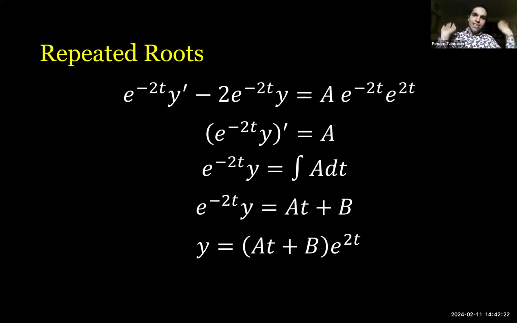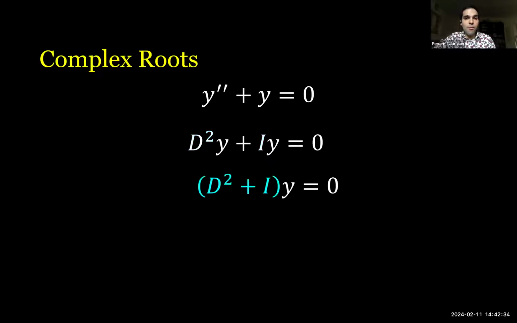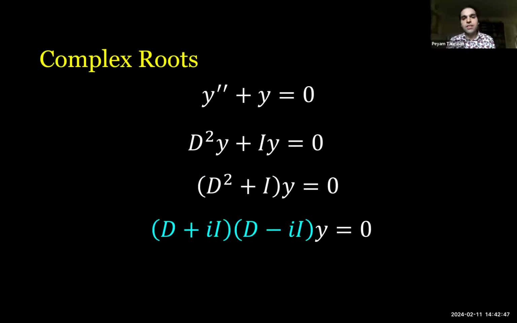Okay. Now, as I said, this is the good part. Unfortunately, complex roots is a little bit awkward, but still direct, actually. Because once again, let's apply differential operators to it. So D squared plus 1 applied to y equals 0. Now, we can factor this if we now go to the complex world. So D plus i times D minus i applied to y equals 0.